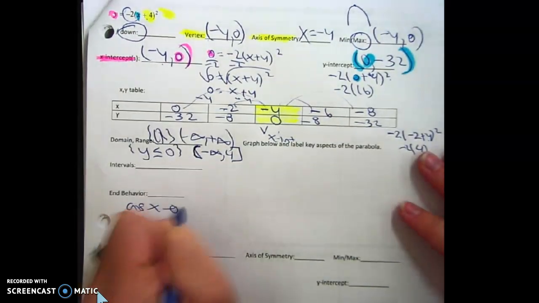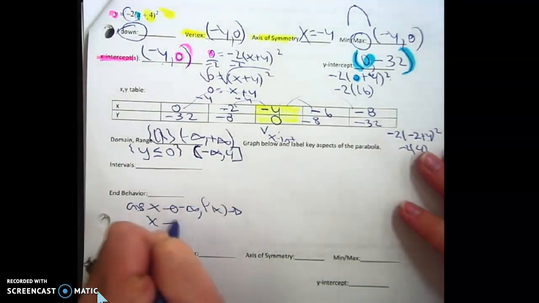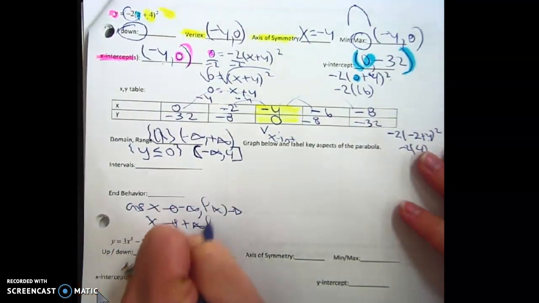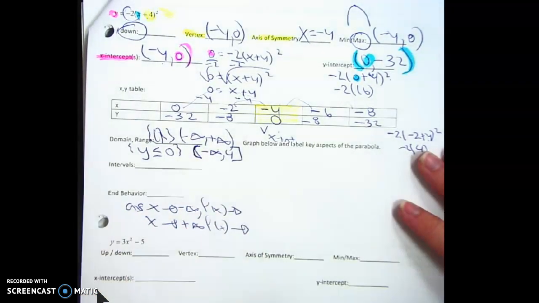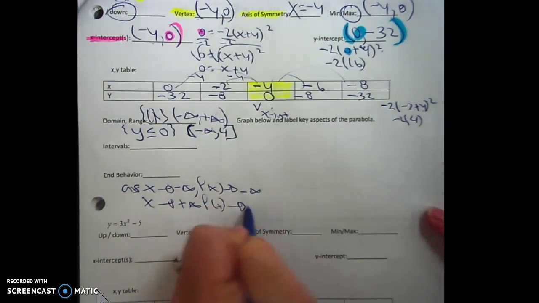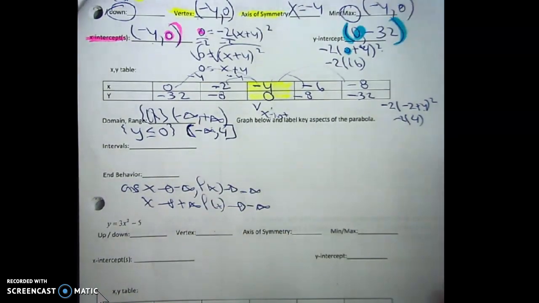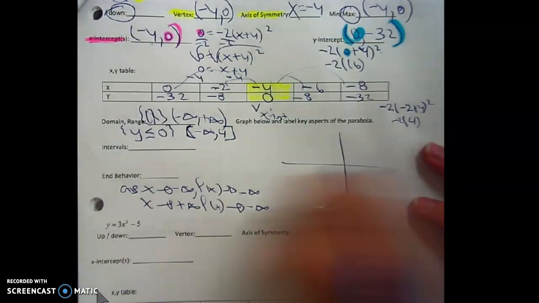As x approaches negative infinity, f of x approaches. As x approaches positive infinity, f of x approaches. I know now that I don't even need to graph it. If it's going down, they're both negative infinity. Is it going to stay like this forever? No, but yes for this chapter. Okay, I'm going to graph it.